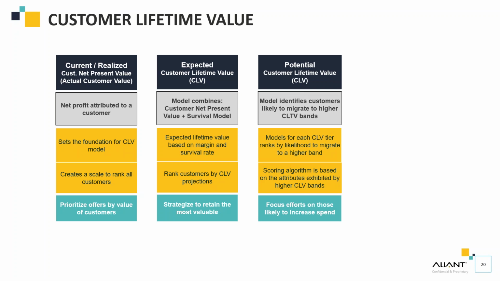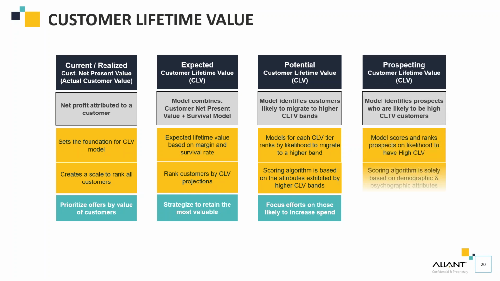And then we have potential customer lifetime value. Once you have a customer lifetime value model, you break down your customers into tiers, and then this model goes into each of those tiers and identifies those customers that are most likely to migrate to the higher bands. All right, so now you have something that's predictive and something that's prescriptive in nature as well. So if you want to use this customer lifetime value model to target prospects in the universe, obviously there's not going to be any transaction data for those acquisition targets.